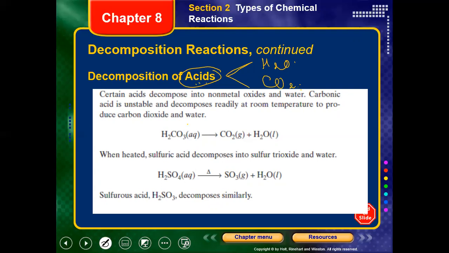Here we have carbonic acid. Using heat, it will decompose into carbon dioxide gas and liquid water. Another one is sulfuric acid. Using heat, we will get SO3 gas and H2O liquid.